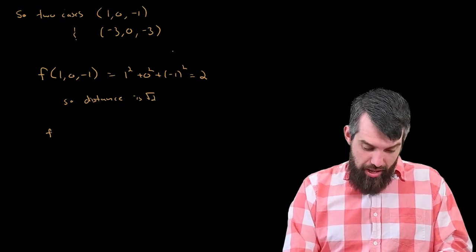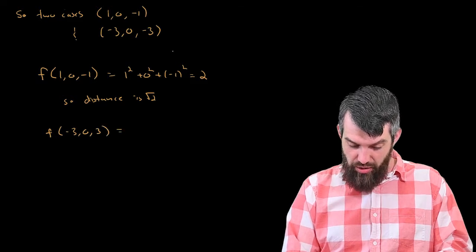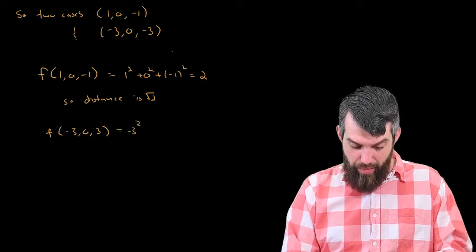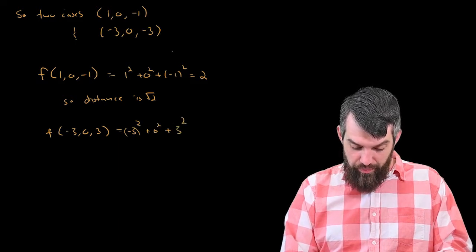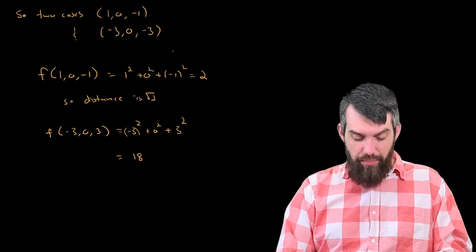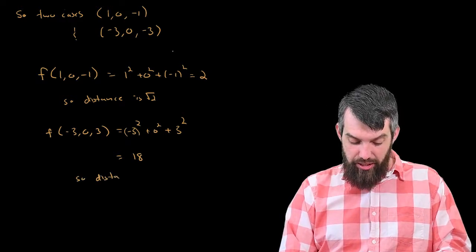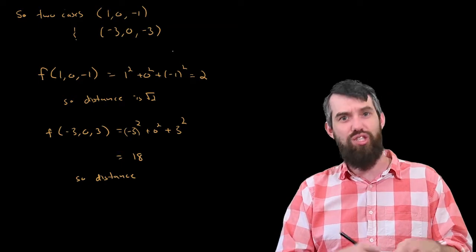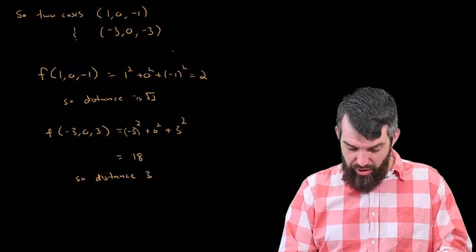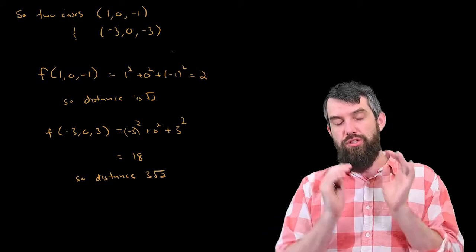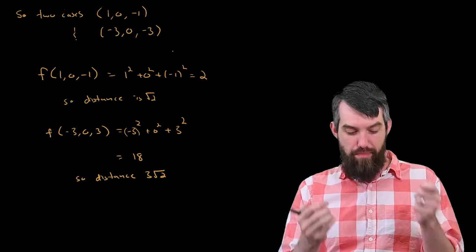If I take the other point, then f of minus 3, 0, 3 is equal to, well, minus 3 squared plus 0 squared plus 3 squared, which is equal to 18. And then if I want to say what is the distance, because the distance is the square root of that. Remember, we did the square of the distance in our analysis. Okay, well, square root of 9 is 3, and then there's a final root 2, so 3 root 2. So the idea here is that 1, 0, minus 1 corresponds to the minimum value.